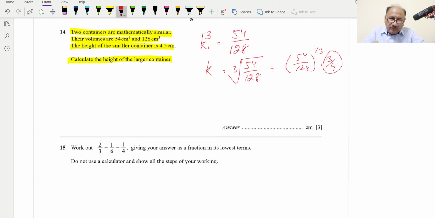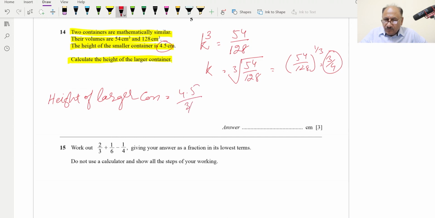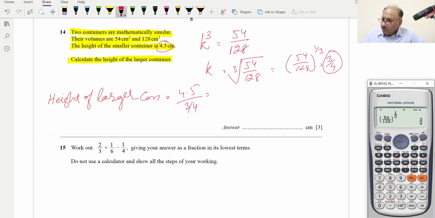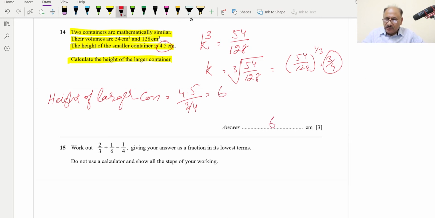The k value we will be using for height conversion. The height of the larger container will be equal to the smaller height divided by 3 by 4, so 4.5 divided by 3 by 4, and the answer is equal to 6. So the answer will be 6 for this part.